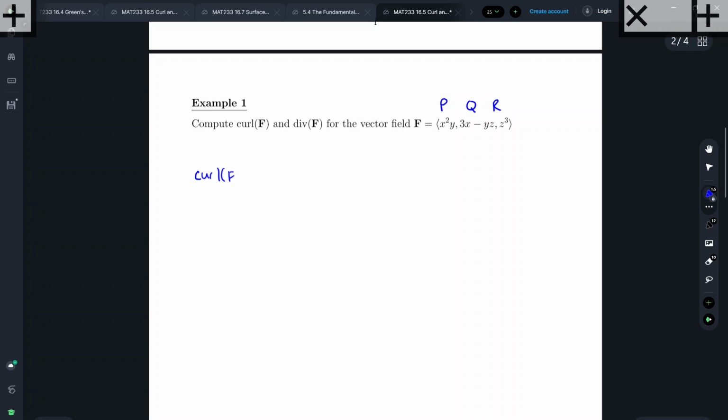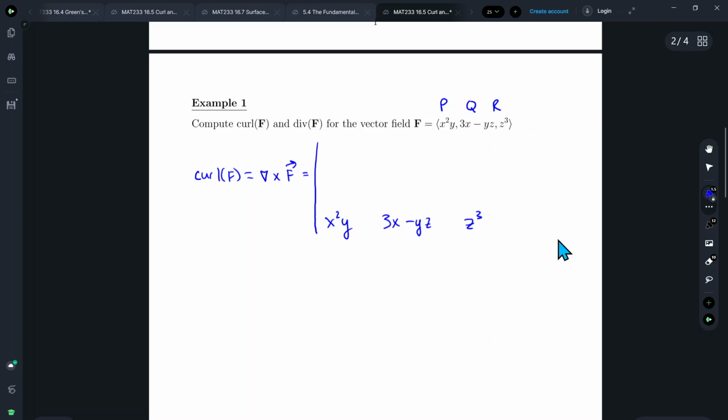So the curl of a vector field, again, can be thought of as the del operator cross product with the vector field. And so we set up the 3x3 determinant. So on the bottom row, it should be the three components P, Q, and R. So let's write that down first so that I have enough space to work with. Right, so you have x squared y, then 3x minus yz, then z cubed, right? So again, these are the three components, P, Q, and R.